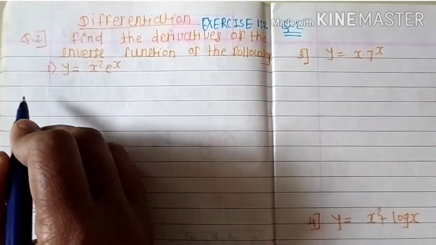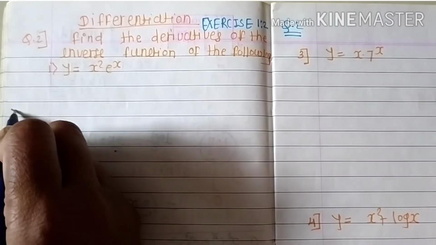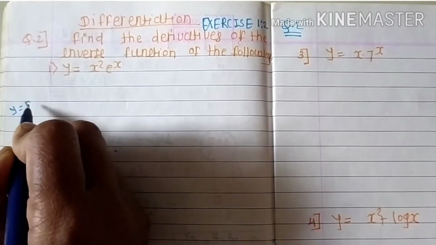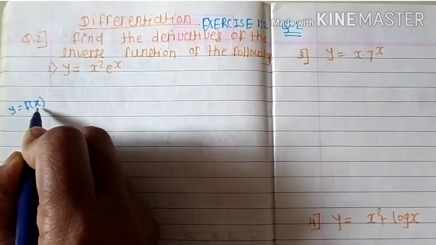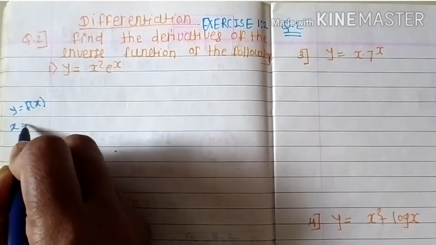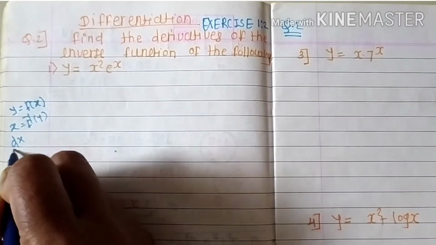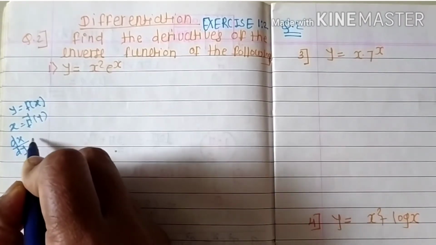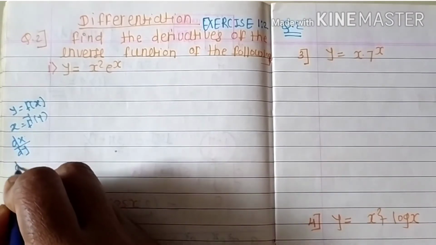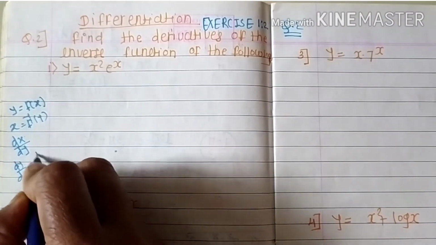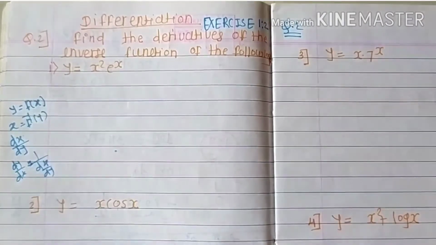In the last video, that is in question number 1, we found the derivative of an inverse function. There we were given y as a function of x, that is y is equal to f of x, and from that we found the inverse function, that is x is equal to f inverse of y. After that we find the value of dx upon dy, the derivative of the inverse function, and dy by dx is equal to 1 upon the dx upon dy value. That is how we get the derivative of the inverse function.